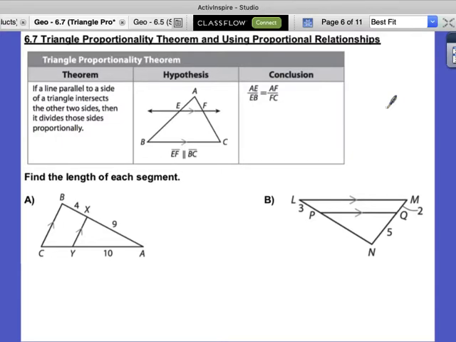Section 6.7. Hey, what do we notice about this section? It's yellow. It's 6.7, the last one. So what's that mean, guys? Probably a test coming up, right? Okay, everyone's pretty excited about this. We have a test coming up, okay?